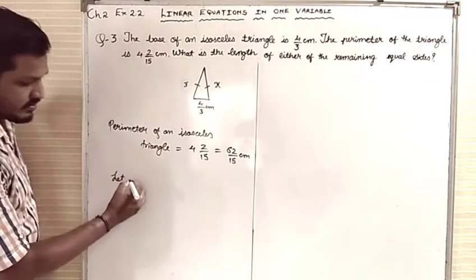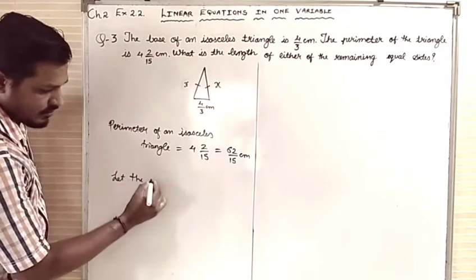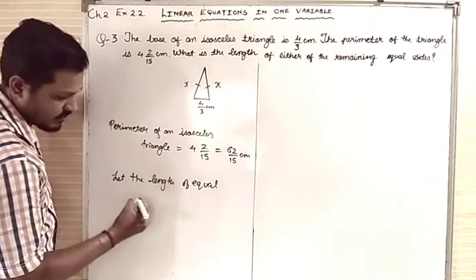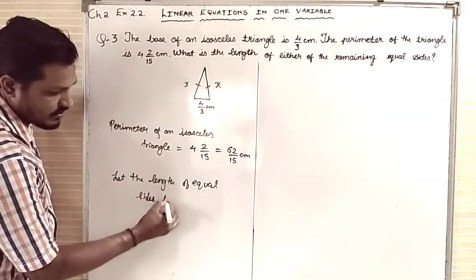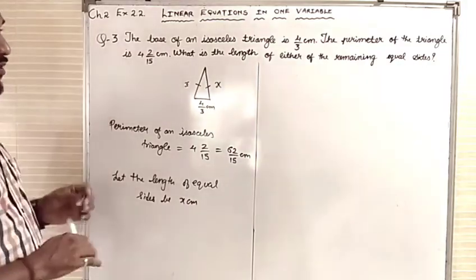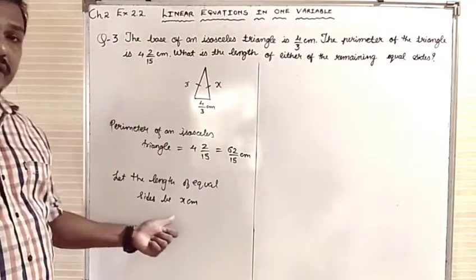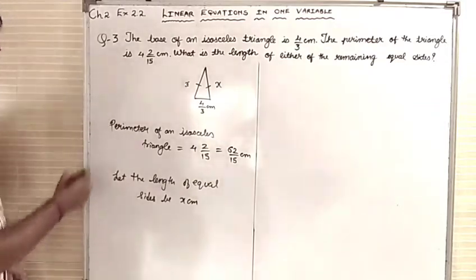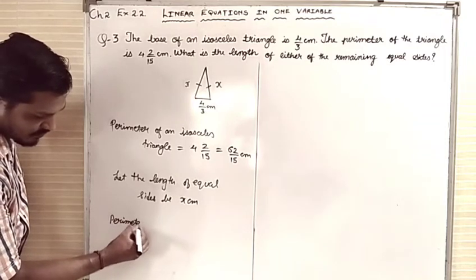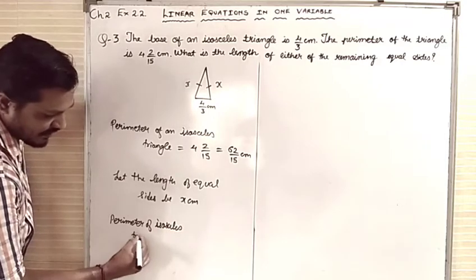Let the length of equal sides be x centimeter. Now what we will do? Now we need to find the value of that unknown quantity. So apply this formula, that is perimeter of isosceles triangle.